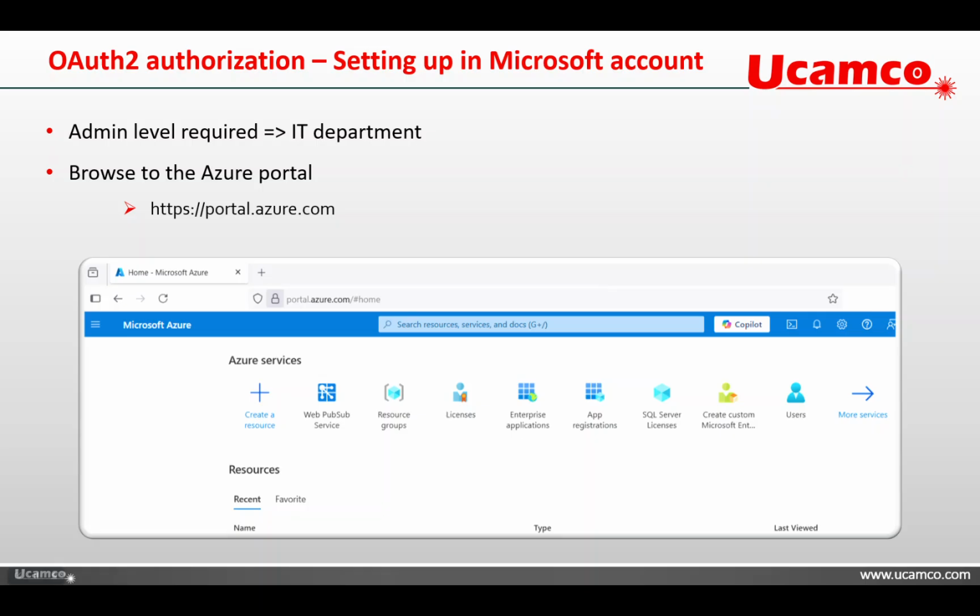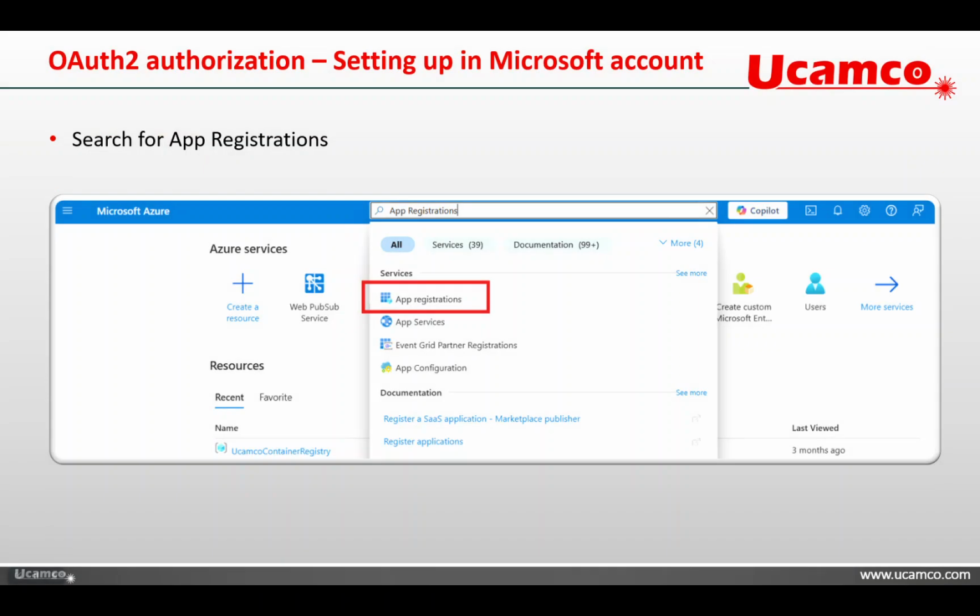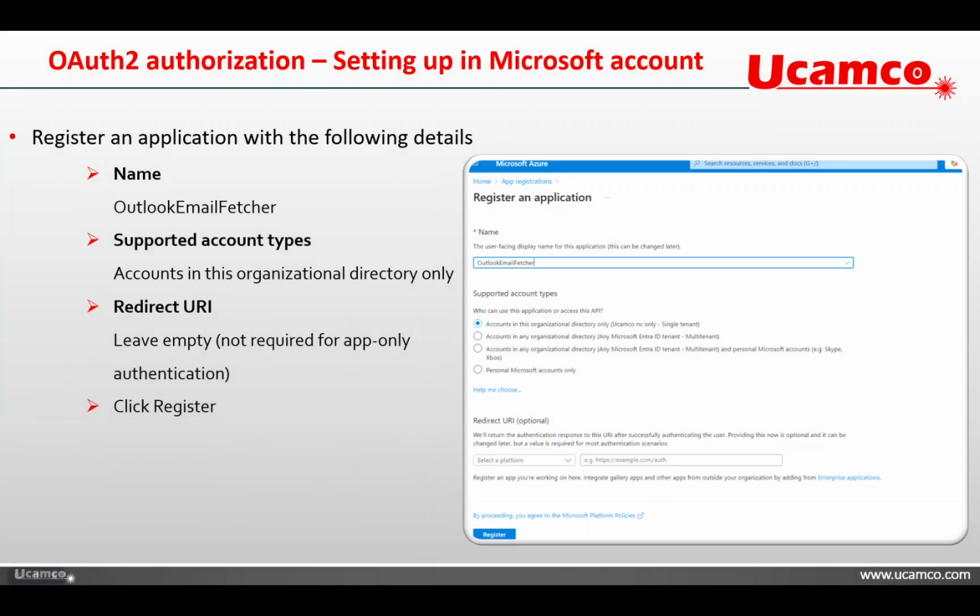portal.azure.com, and that will bring you to the page more or less as you see it here in front of you. From there, you search for app registration. There is a search bar at the top center. If you type in app registrations, that will show you a list of things, and the one called app registrations is the one that you want to pick.